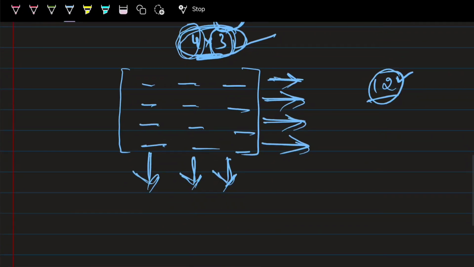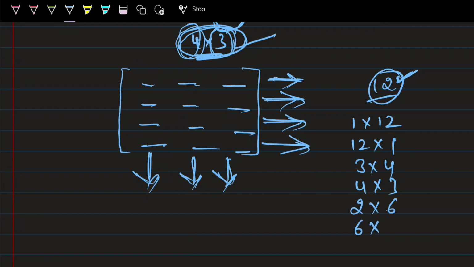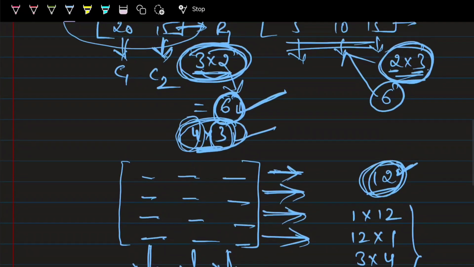So in the same way, when the matrix has 12 elements, find two numbers whose product is 12. So the first thing is 1 into 12. The second thing is 12 into 1. I can write 3 into 4. I can write 4 into 3. I can write 2 into 6, or I can write 6 into 2. So these are the possible orders which a matrix can have with 12 elements inside it.